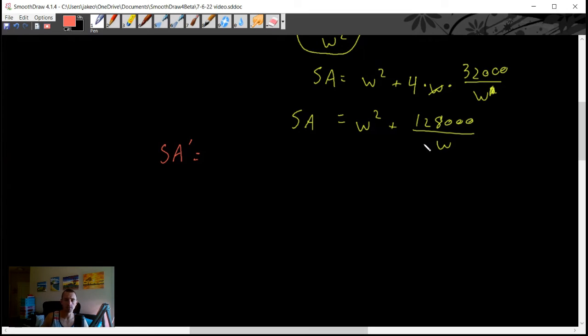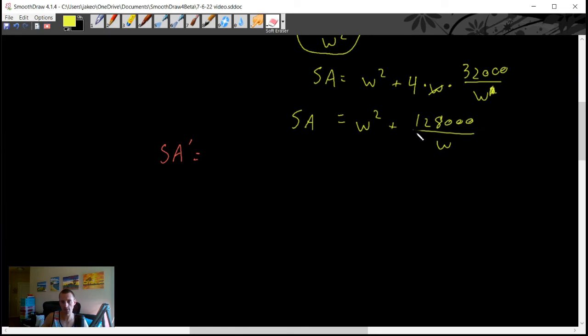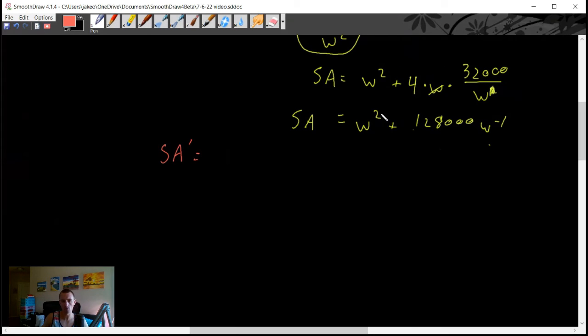Before we do that, though, let's think about how we can rewrite this equation, because having something over w doesn't make it very easy to find the derivative of that function. So instead, I'm going to write this as 128,000 times w to the negative 1 power, because w to the negative 1 is the same as dividing by w. Now to find the derivative of this function, we can just use the power rule. Power rule says we bring this 2 down in front, and then minus 1 from the power. So that's going to give us 2w to the first, which is just 2w.